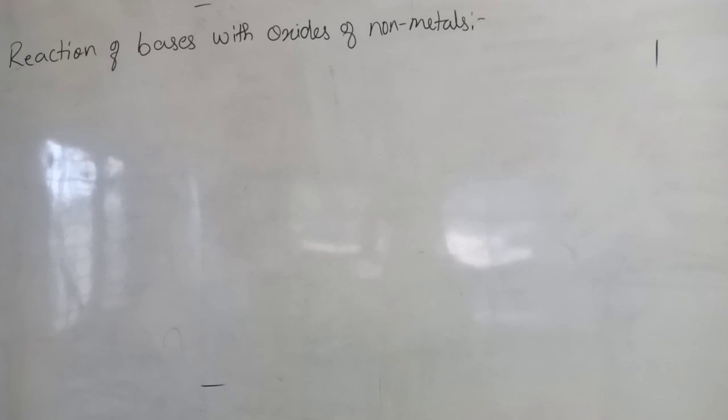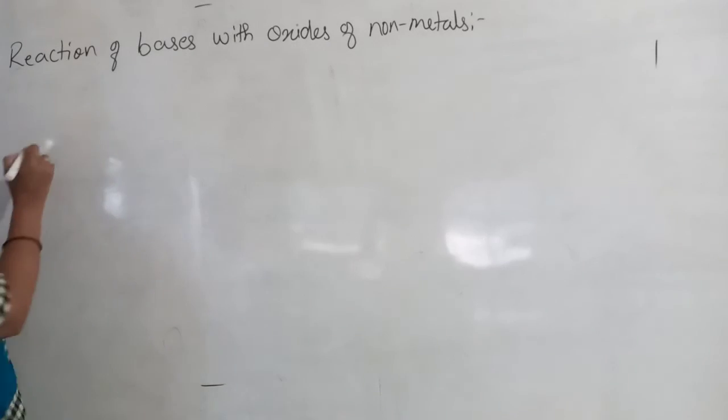So here is the reaction of bases with non-metal oxides. What are these bases? How do the oxides of non-metals behave when they react with bases? What products are going to form? When bases react with oxides of non-metals, they form salt and water.